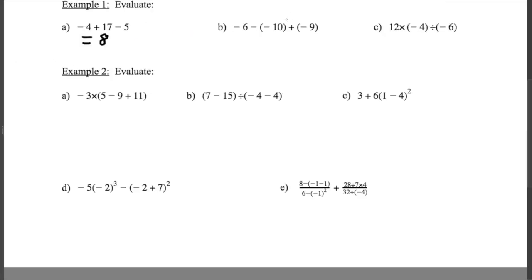In B, we have -6 minus bracket -10 plus -9. So in this case, we're actually going to take one step to simplify this one part here where it's negative and negative. The two negatives will cancel out. So imagine a -1 multiplying the -10. So in that case, it'll be a positive 10. And then you're still going to add the -9.